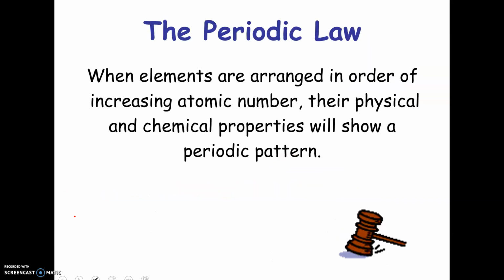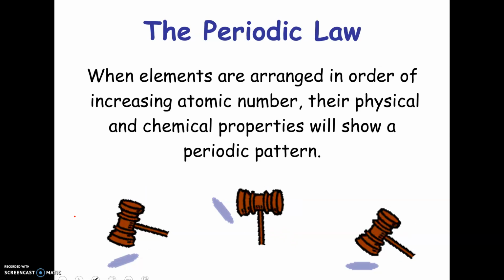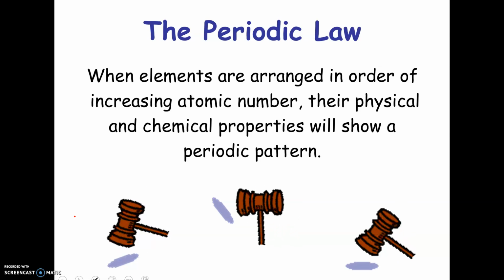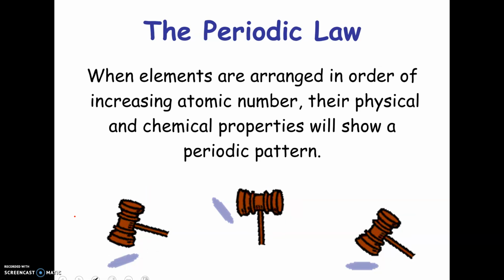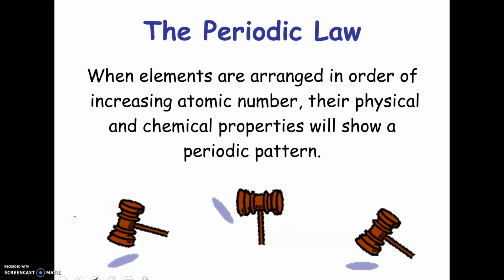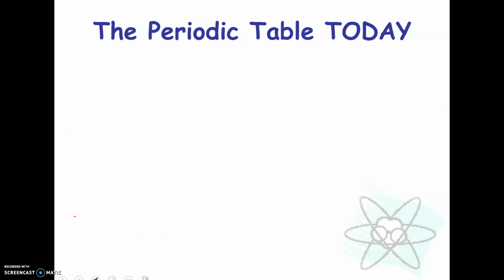So the periodic law says that when you arrange elements in order of increasing atomic number, their physical and chemical properties will show a periodic pattern. In other words, as you go from left to right across the table, their properties change from a metal that's very reactive all the way across to a non-metal that's very reactive, and then a noble gas. And then it starts over again. So there's a pattern, and each period, or row, repeats that pattern over and over again.